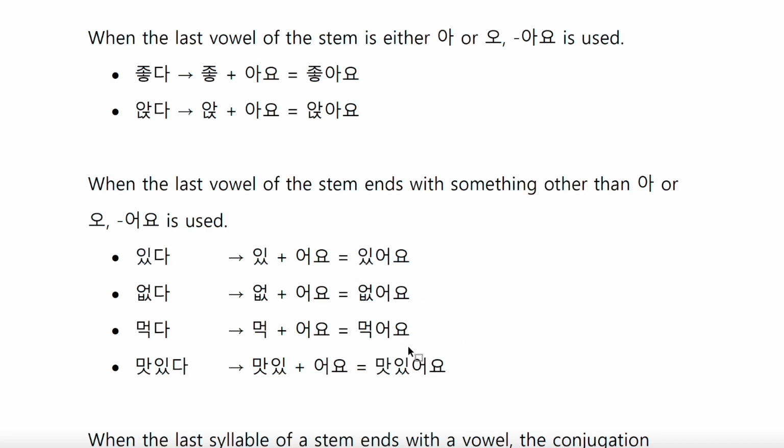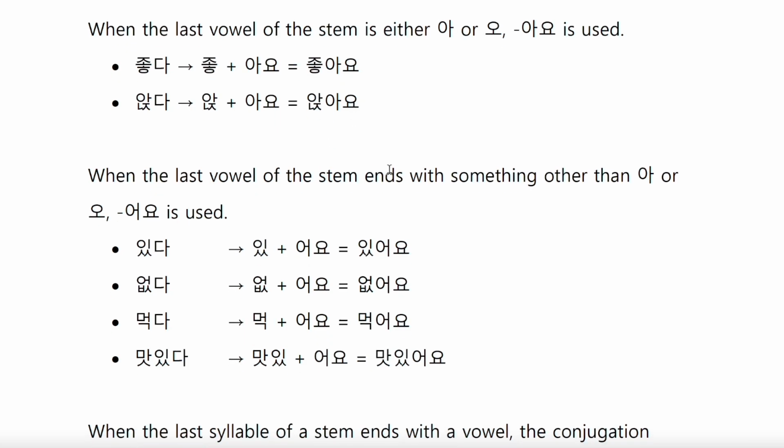있어요, 없어요, 먹어요. So yeah, it is really difficult if you have to think about these rules all the time. 그러면 it's really complicated. 그러니까 just be familiarized with these conjugated forms. 있어요, 없어요, 먹어요, 맛있어요, 좋아요, 앉아요. Then it will be much easier to say those words.